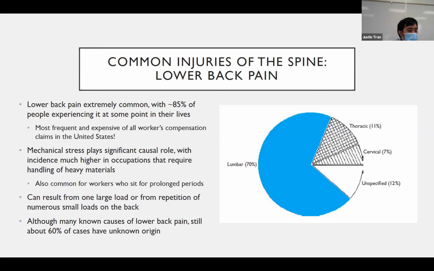And so people all the time injure their back throughout their work. And you can file for workers' compensation and your company has to compensate you. So it is one of the most often injured. Okay.